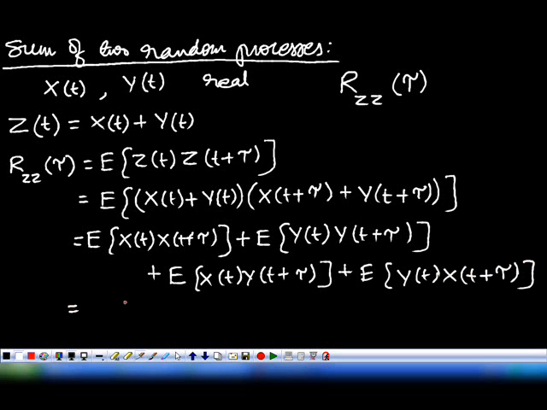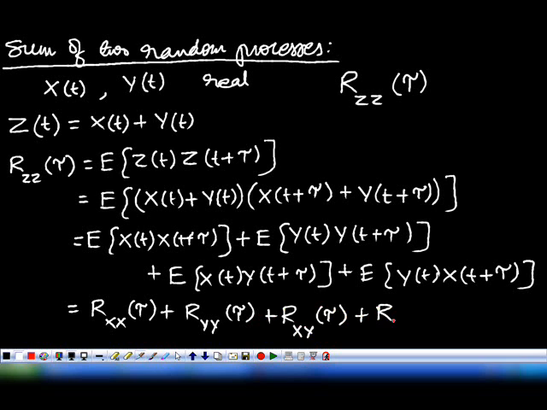So what is the first term? Second term, third term is Rxy, and this is Ryx. Therefore this Rzz of tau is written in terms of the autocorrelation function of x of t, the autocorrelation function of y of t, and the two cross correlation functions Rxy, Ryx.